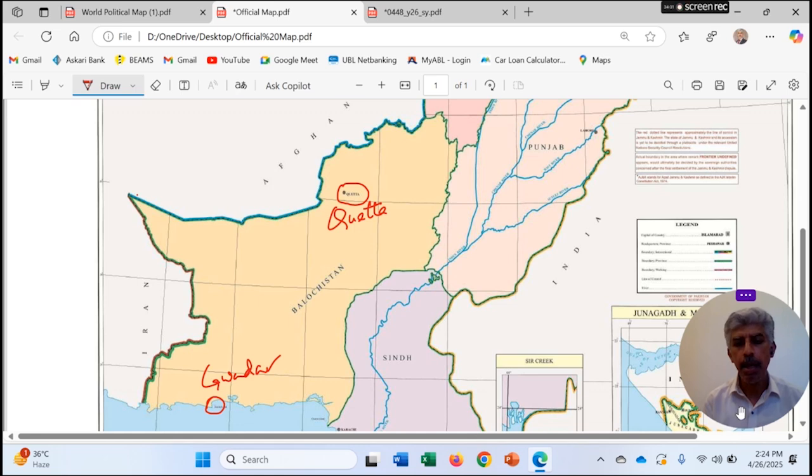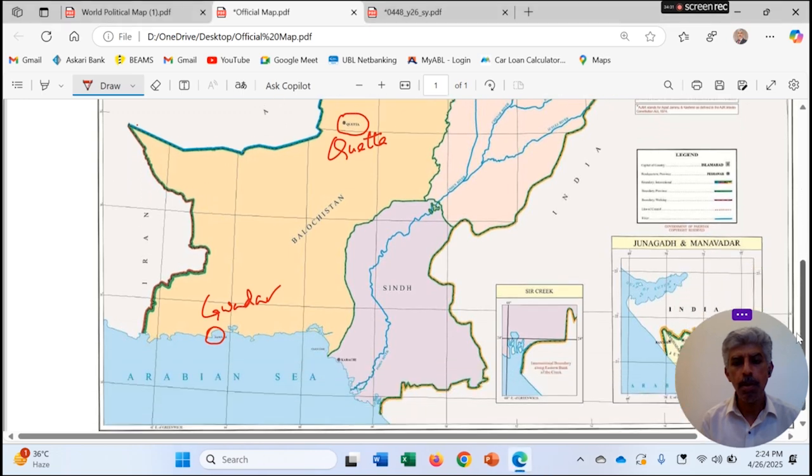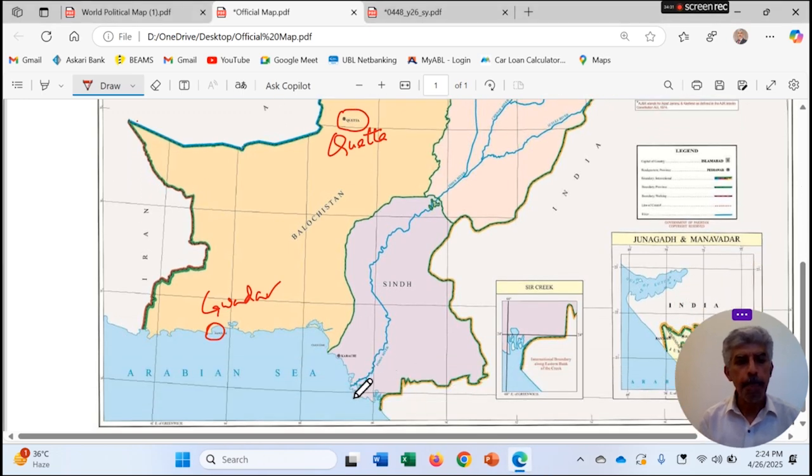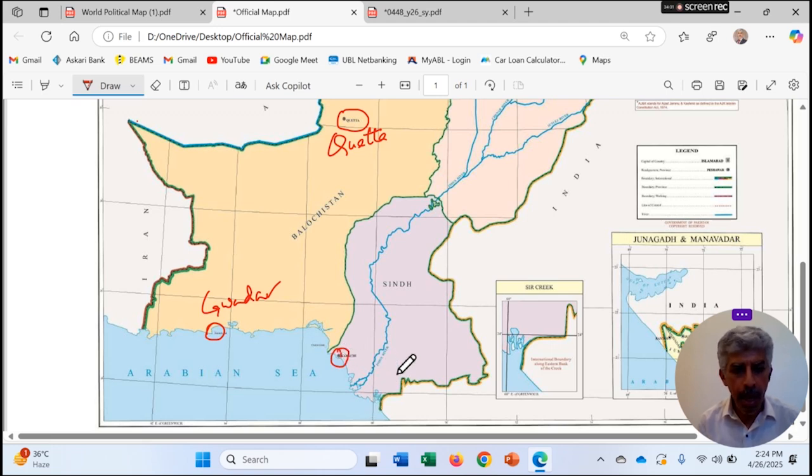right? And if I further move down, the cities which belong to Sindh province as part of your syllabus: Karachi over here on the coast, and over here at this region we have the Hyderabad region, and Hyderabad city is there, that is also part of your syllabus.